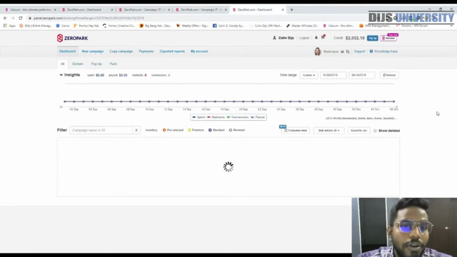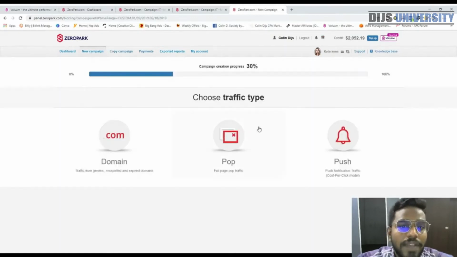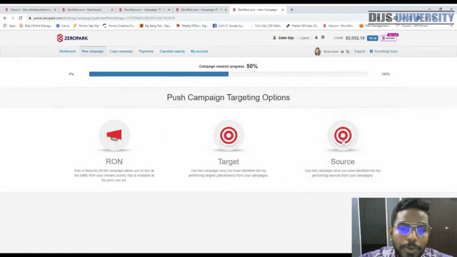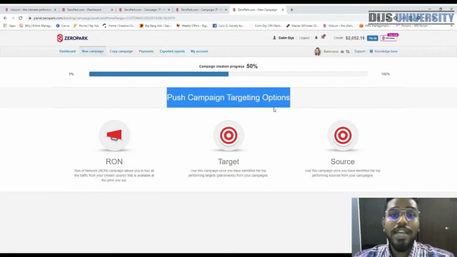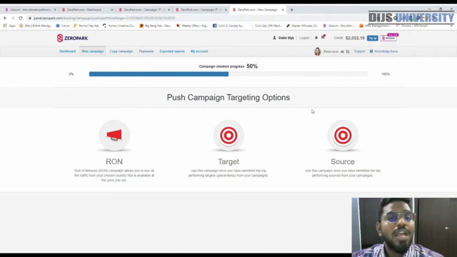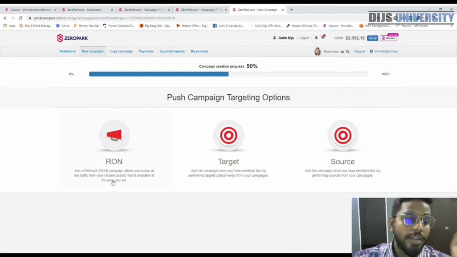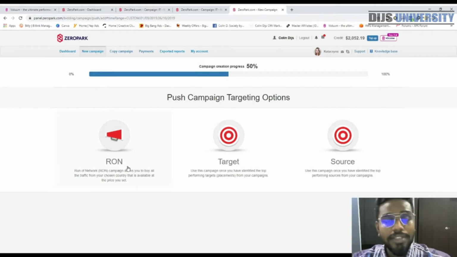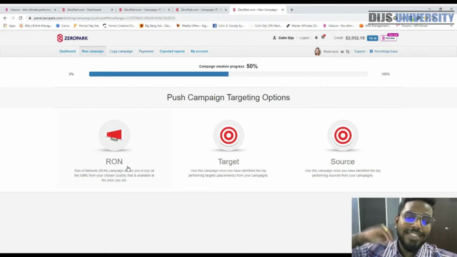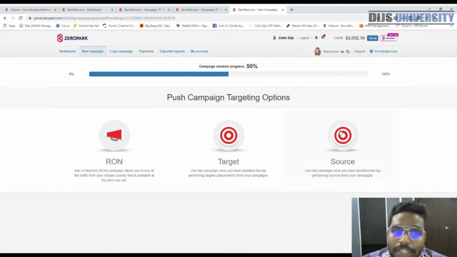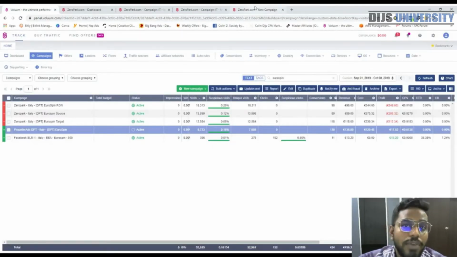All right, so if you go to Zeropark over here and press new campaign, the first thing you have to do is choose the traffic source. You choose push, and then you can see all these targeting options. First would be run of network. This would be the first step that you want to run if you're trying to collect more data from Zeropark. Personally, we will run our ad in Propeller Ads first, and once the ad is profitable, then we will run it on run of network inside Zeropark itself to collect more data, then optimize that data and scale our campaign with target and sources.